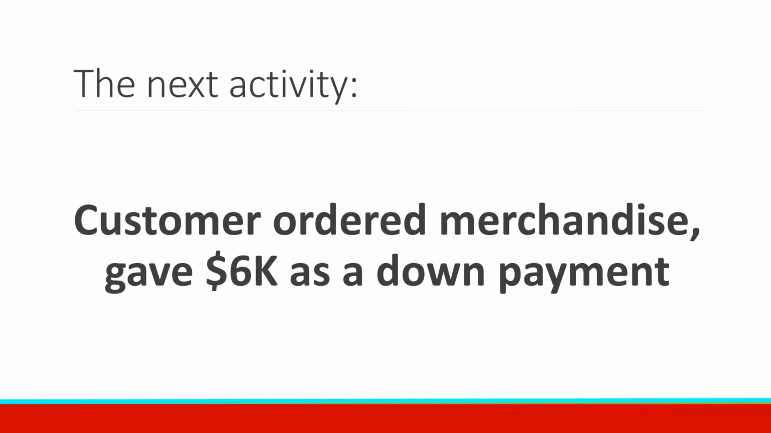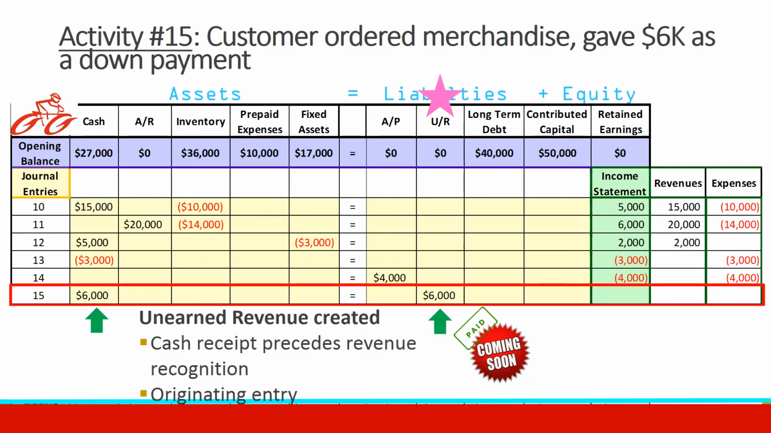So another customer walks in the door ordering merchandise. He's not taking the merchandise today. He's just placing an order, and he's going to give the store $6,000 as a down payment. So notice over in the revenue and expense area, there's nothing recorded because we actually didn't do a sale. We didn't deliver the bikes to the customer, so we have not fulfilled the realization concept. We cannot book a revenue. We have, however, received cash. So you can see over on the asset side, over on the left, the cash has gone up by $6,000.